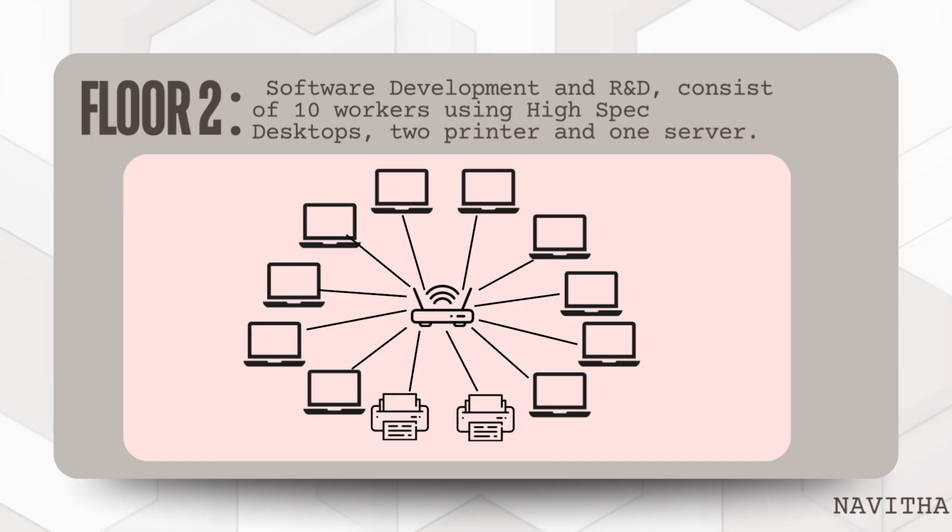The floor also includes a network printer and one server. The server is used to store project files, manage software builds, and handle shared applications. The printers are connected to the same network, allowing any worker to print directly from their workstation. This setup forms a star topology where every device is connected to a central switch or router.